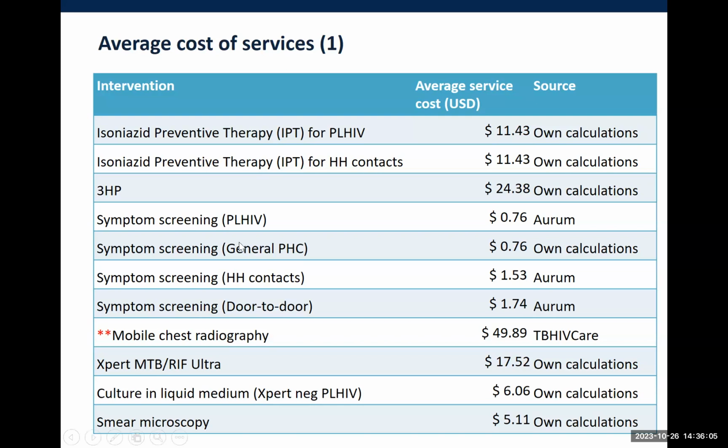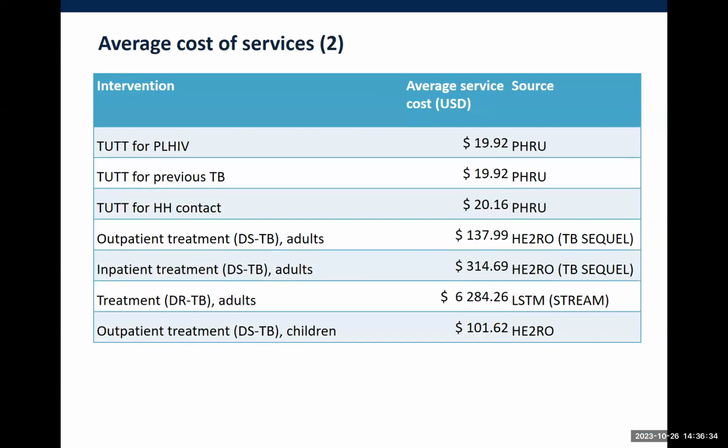Excuse me. So IPT and for households, it's the same. Among the screening interventions, the mobile chest X-ray is fairly high, and I also marked it with red as it's still going through revisions at the moment. And we also have the TUTT, targeted universal testing interventions, which are slightly higher than normal testing because they also include follow-up costs.